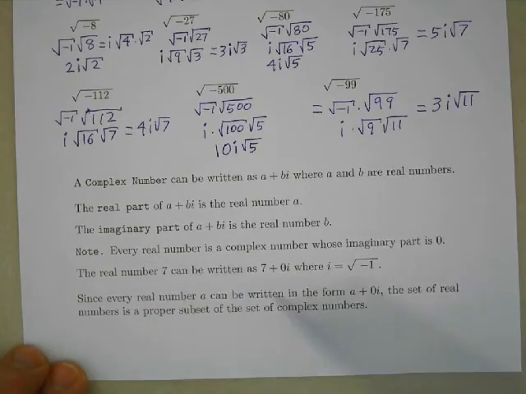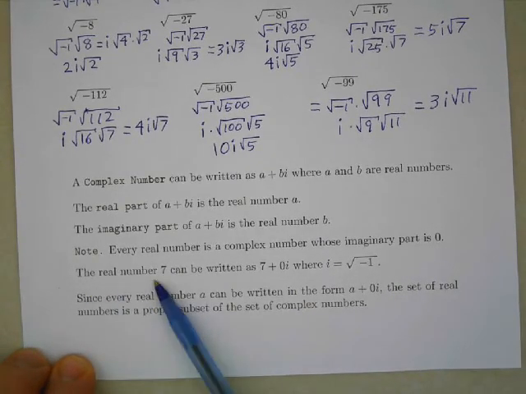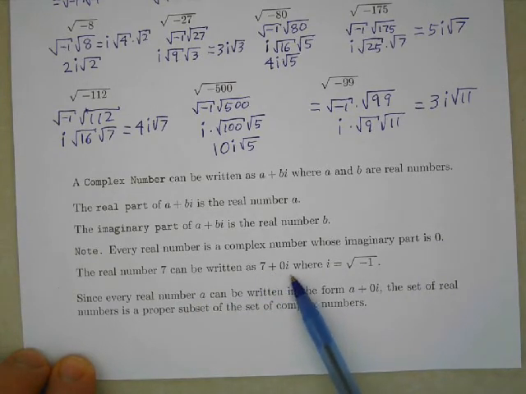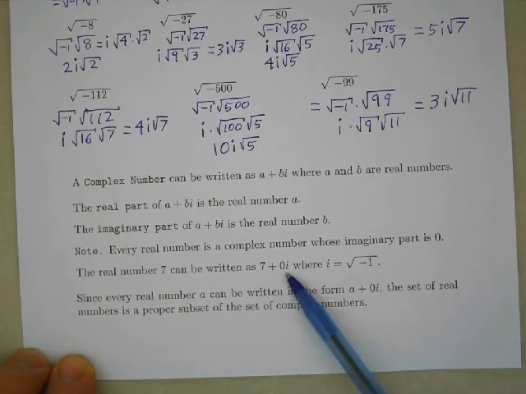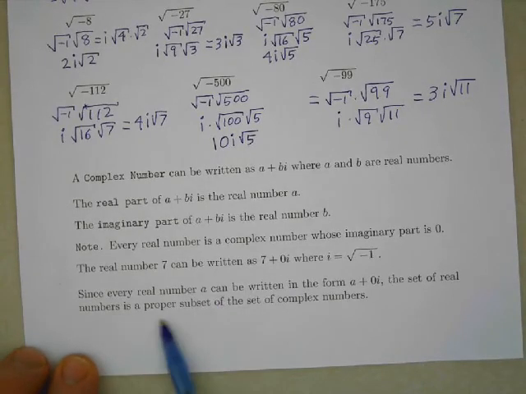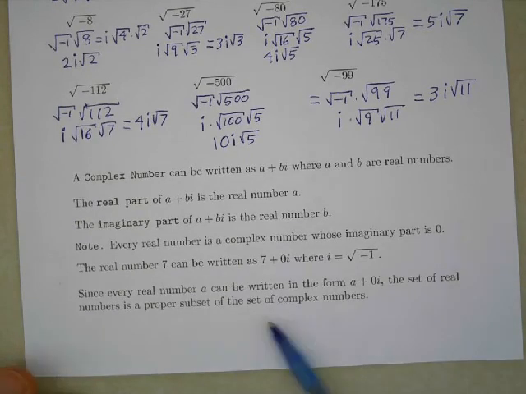Every real number is a complex number whose imaginary part is 0. For example, the real number 7 can be written in the form 7 plus 0 times I, where I is the square root of negative 1. But 0 times I is just 0, and so 7 plus 0 times I is 7. Since every real number a can be written in the form a plus 0 times I, it follows that the set of real numbers is a proper subset of the set of complex numbers.